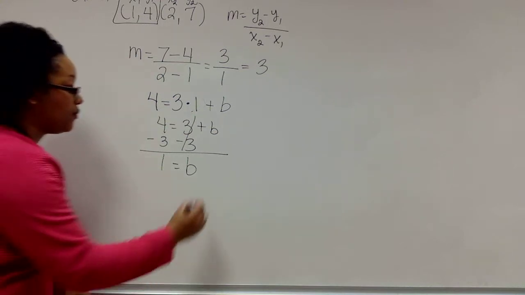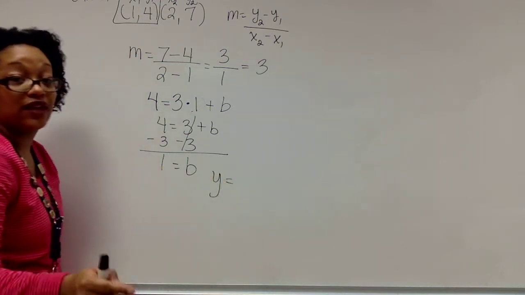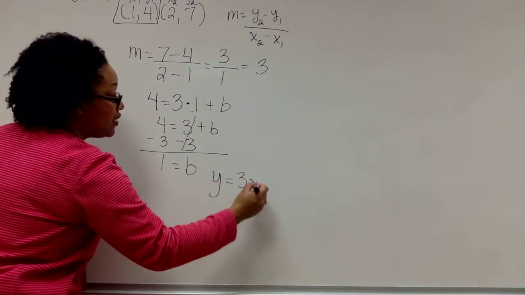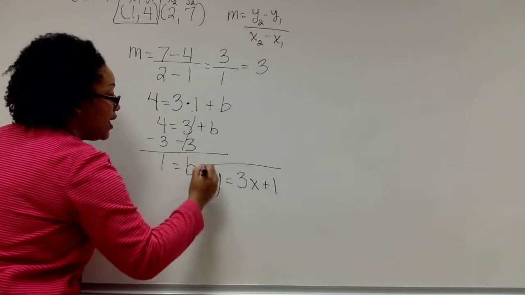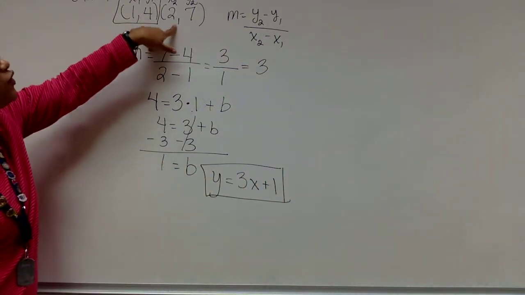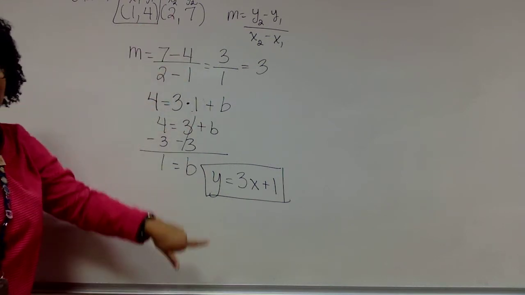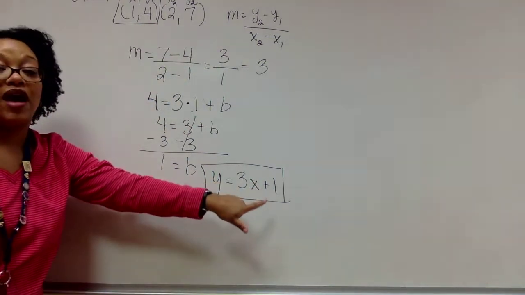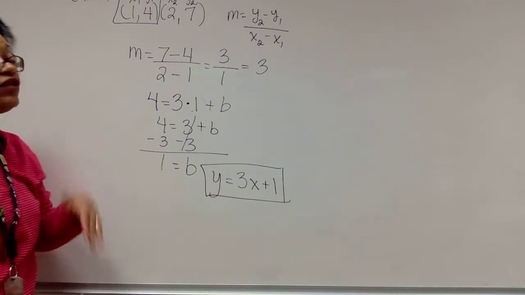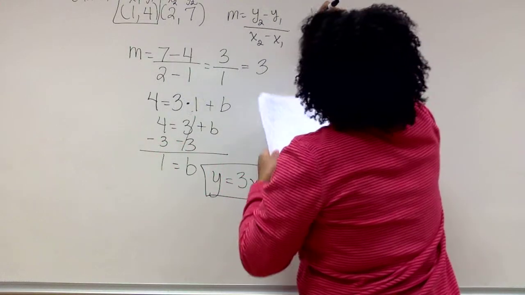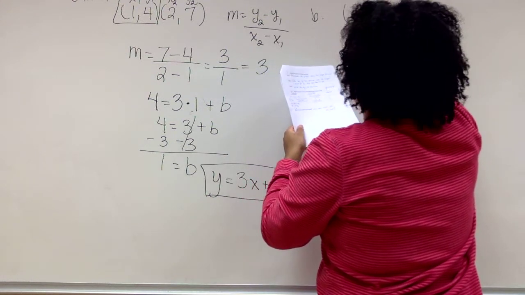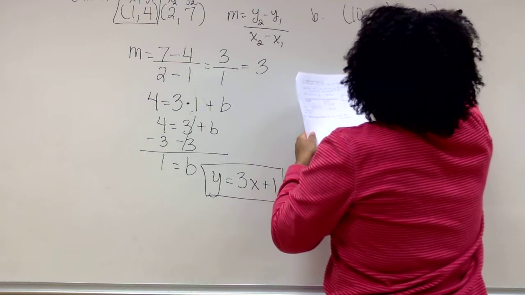Put it together. This is your final answer. Y is equal to my slope, which is 3, times x plus 1. That's the equation of the line that passes through these 2 points. That's the equation. Positive 3, positive 1. Anything less is incorrect. So let's do it again. Letter B. You've got them there. You don't have to wait for me. Go ahead and label your points. You can work while I talk.